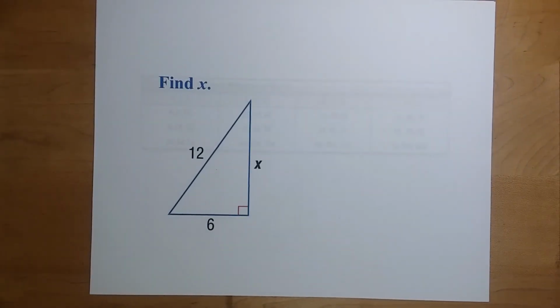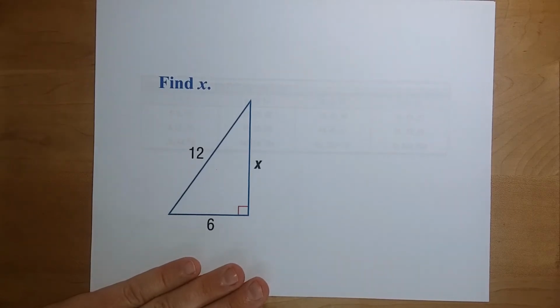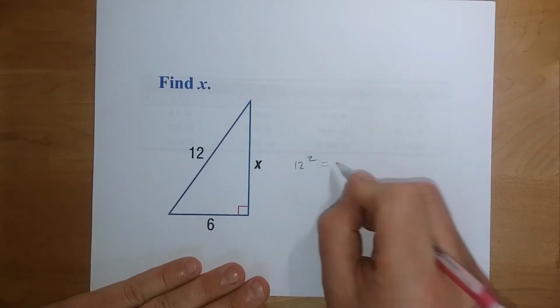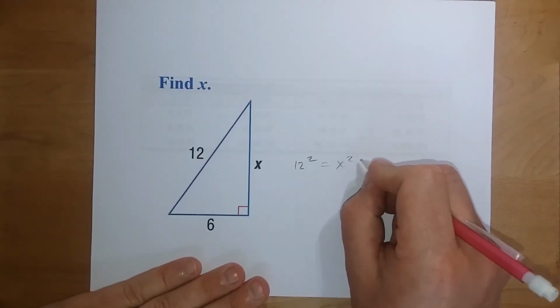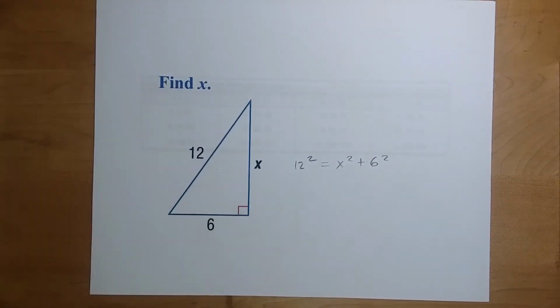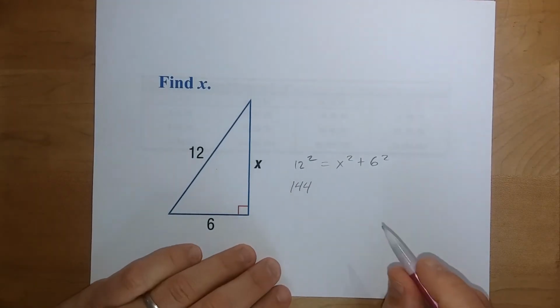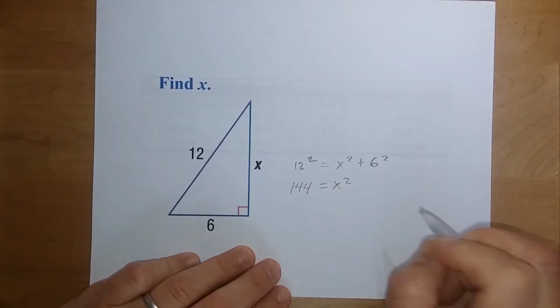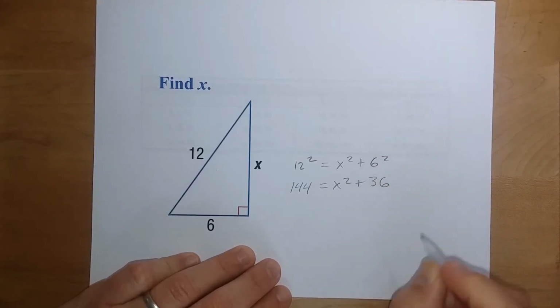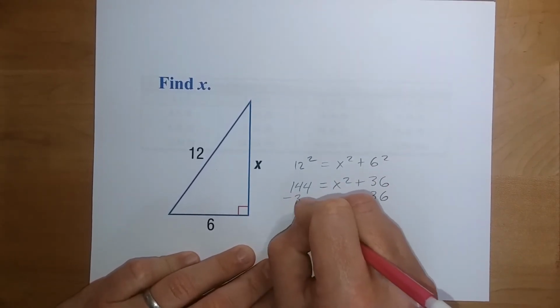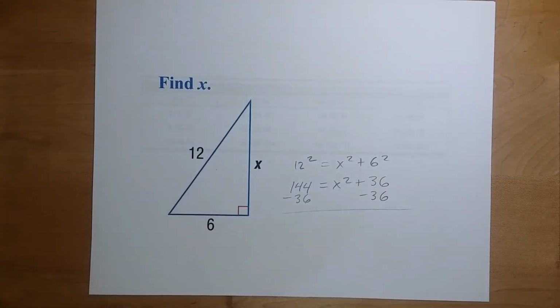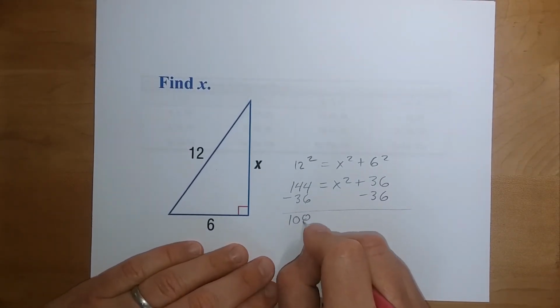All right, next problem. Here, this time x represents either a or b, and 12 is the hypotenuse. So we want 12 by itself on one side of the equation. 12 squared equals x squared plus 6 squared. And we can solve this for x. 12 squared is 144. Yes, that's gross. And 6 squared is 36. We can subtract 36 from both sides. And we get, what do we get when we do that? 108 equals x squared.